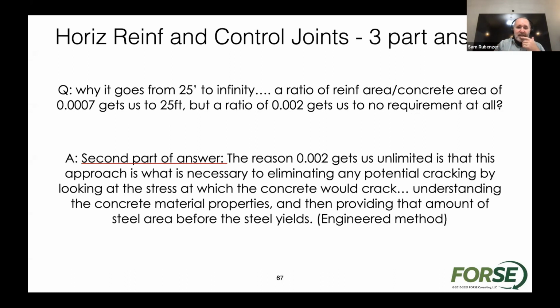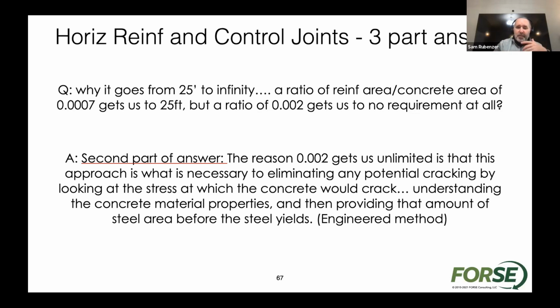And so the second part is that 0.002 ratio of reinforcement to concrete. What that's really looking at is providing an amount of reinforcement that allows you to mitigate any stresses that are going to occur within the concrete. So we look at the level at which it would crack, and then we provide the reinforcement so that the reinforcement doesn't yield, and then the cracks can't open up. So it's really that balancing of materials, keeping those cracks under control no matter where they want to develop within the concrete masonry.